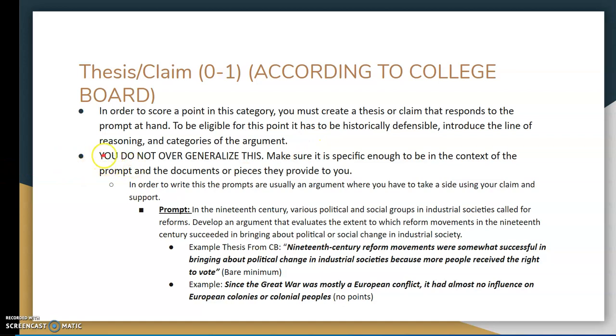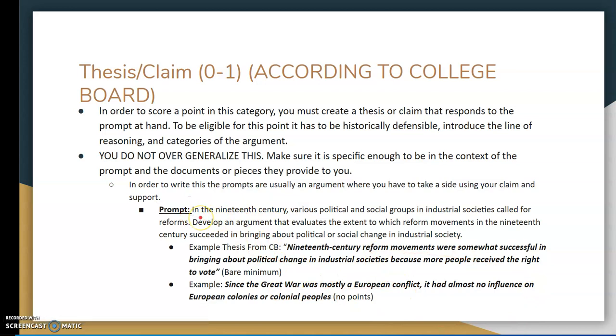One tip that they tell you in the scoring rubric is you do not overgeneralize, and make sure it is specific enough to be in the context of the prompt and the documents or pieces they provide to you, because they use the same rubric for all the written responses. And so, yeah, one of the steps is to make sure that when you're writing a thesis, it essentially shows what side you are on during the prompt. I have some examples from the College Board down here.